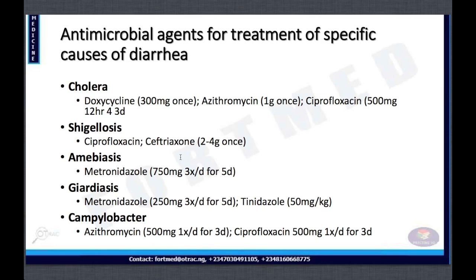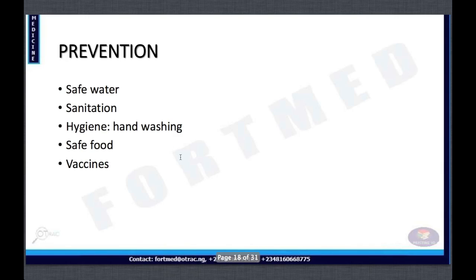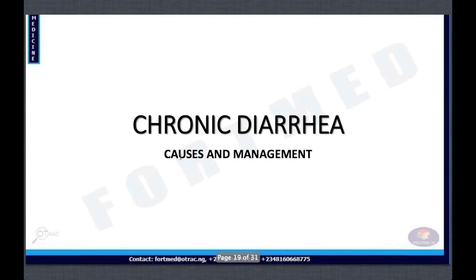The treatment depends on the cause, and the agents that are used are listed here. For cholera, you can use doxycycline or azithromycin. Cholera is discussed in a separate lecture. For Campylobacter, you can use azithromycin, and as listed here, these are the agents used for different organisms. Prevention is directed towards the risk factors, such as provision of safe water, sanitation of the environment, personal hygiene, and then vaccine against rotavirus and other agents.